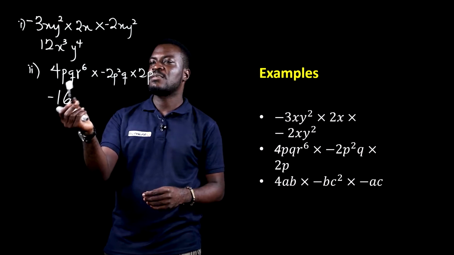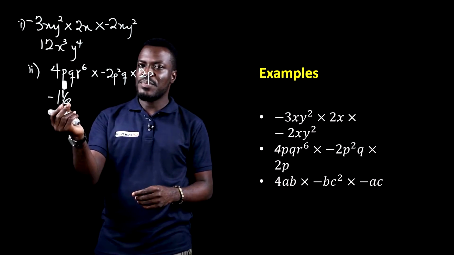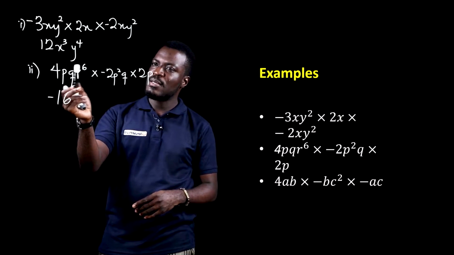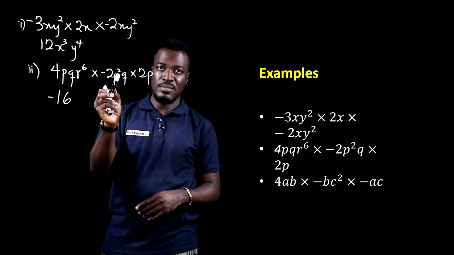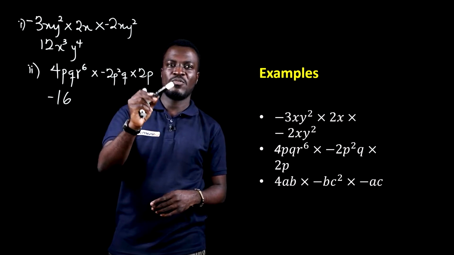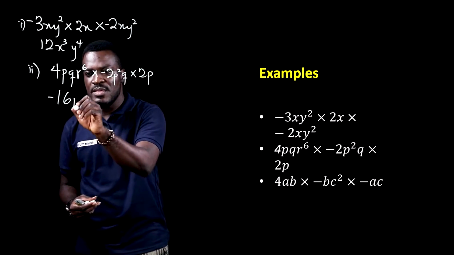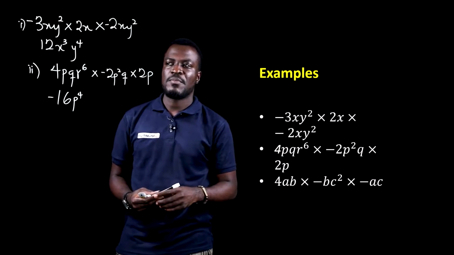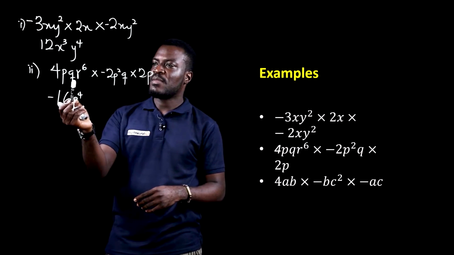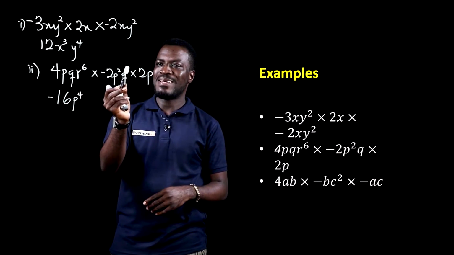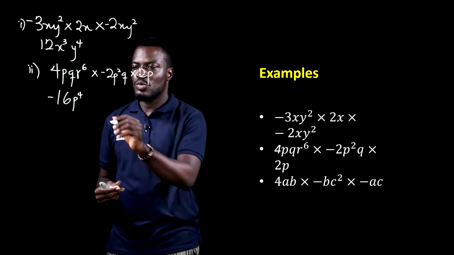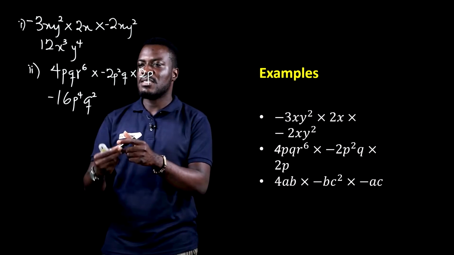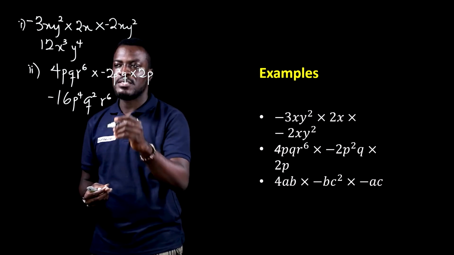Now let's come to the variables. We have p here, we have p here, we have p here. So this is 1 plus 2, 3, plus 1, 4. So we have p raised to the power 4. And then let's come to q. This is 1 plus 1. So we have 2. So q raised to the power 2. And r is just r raised to the power 6 here.